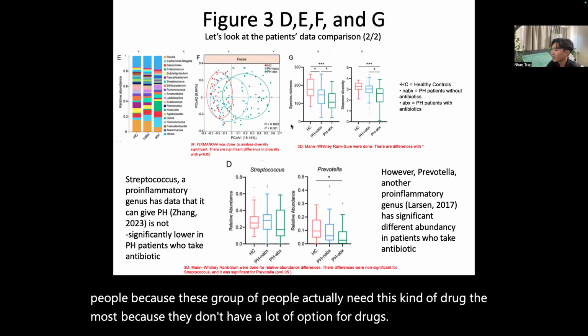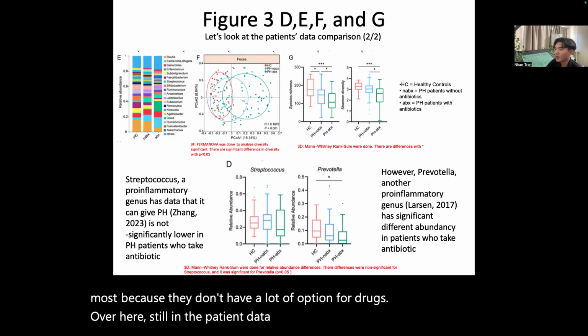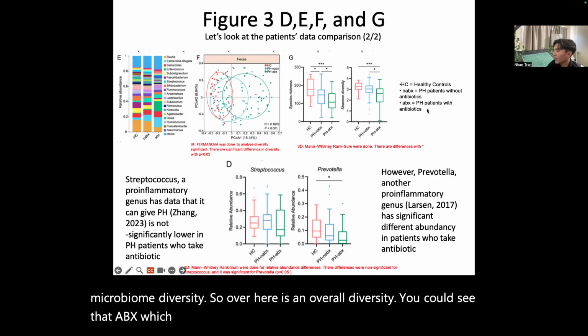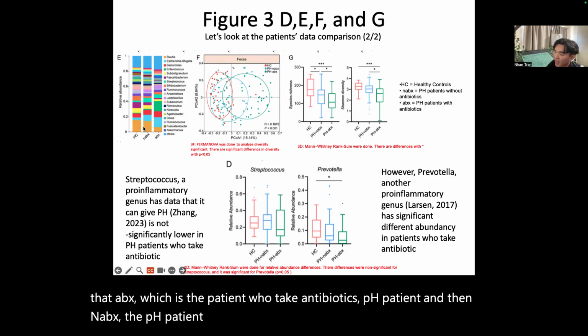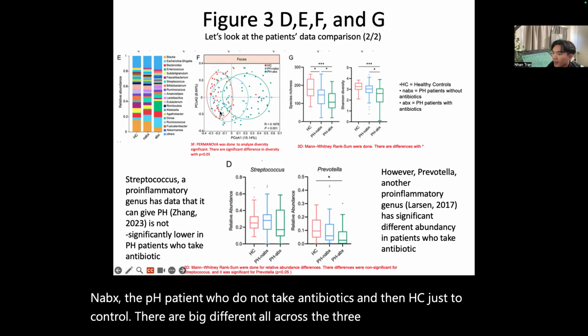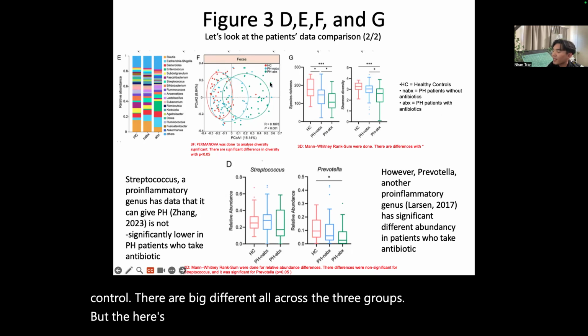Over here, still in the patient data, but this time we look at the microbiome diversity. So over here is the overall diversity. You can see ABX, which is the PH patients who take antibiotics, and NABX, the PH patients who do not take antibiotics, and then HC, just the control. There is a big difference across the three groups. But here's the significance test.